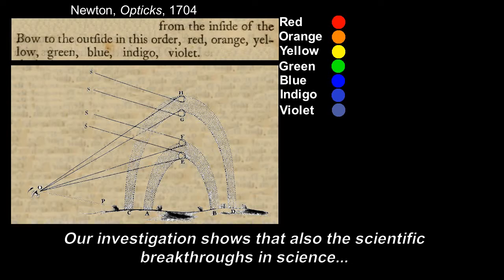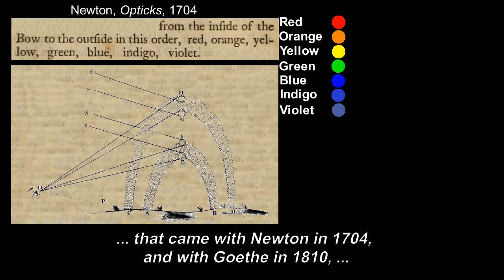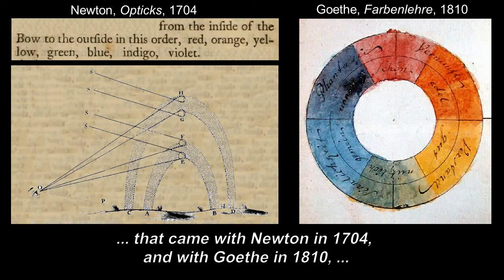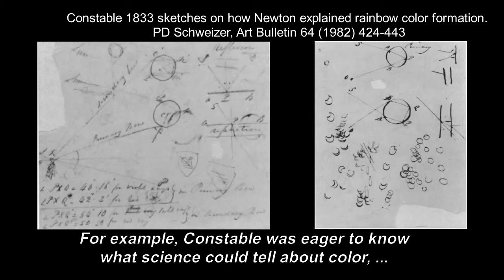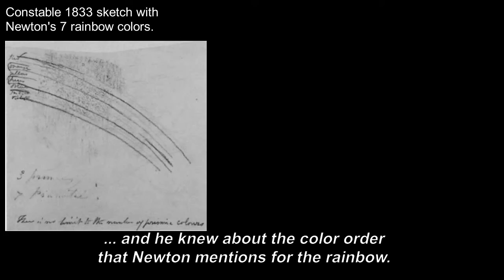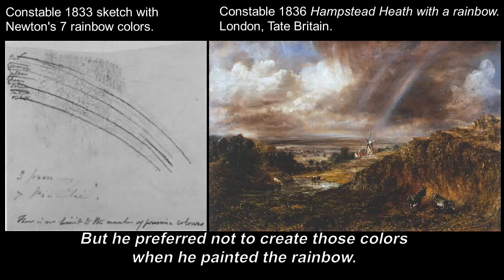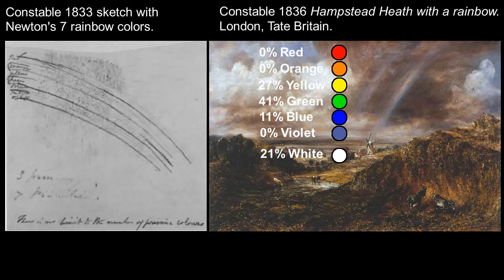Our investigation shows that also the scientific breakthroughs that came with Newton in 1704 and with Goethe in 1810 left no traces in artistic rainbows. For example, Constable was eager to know what science could tell about colour, and he knew about the colour order that Newton mentions for the rainbow, but he preferred not to create these colours when painting a rainbow.